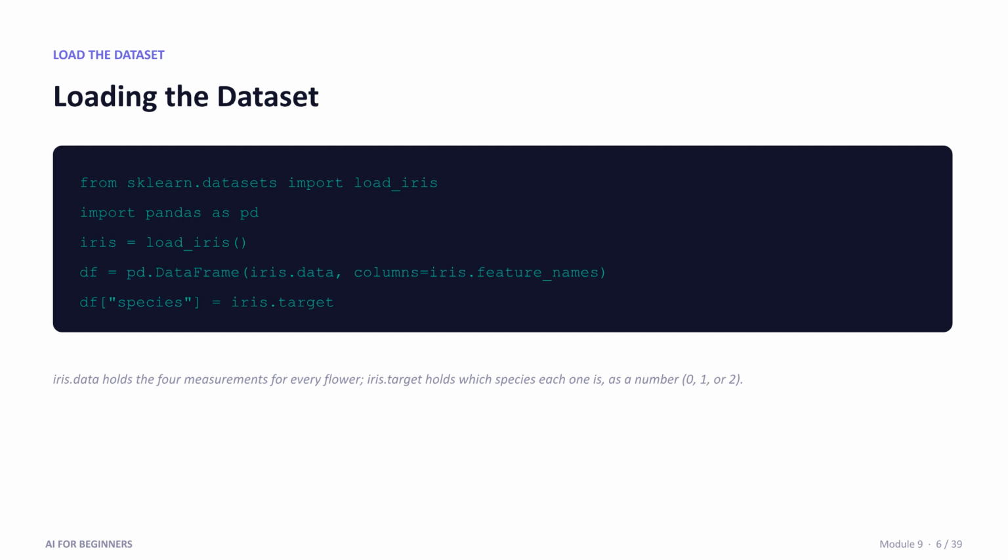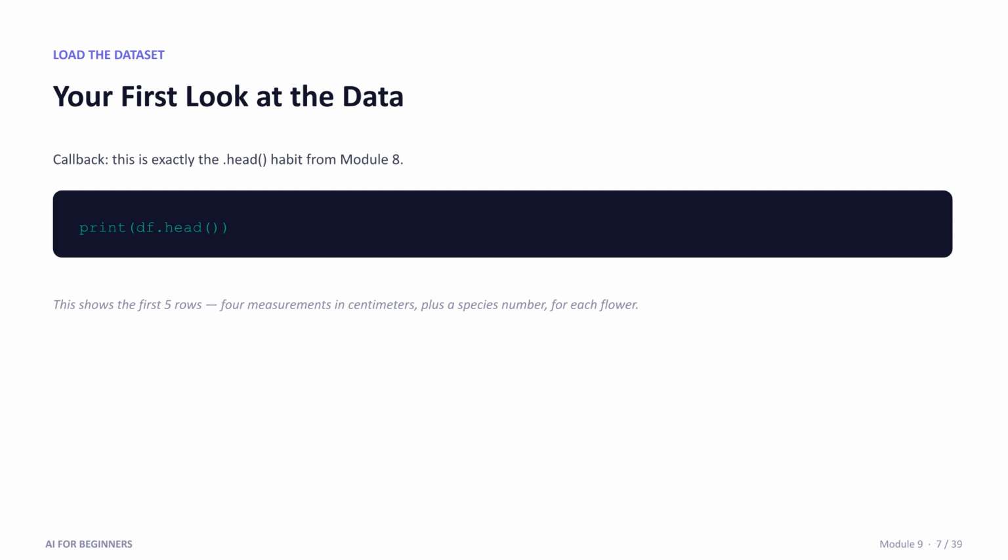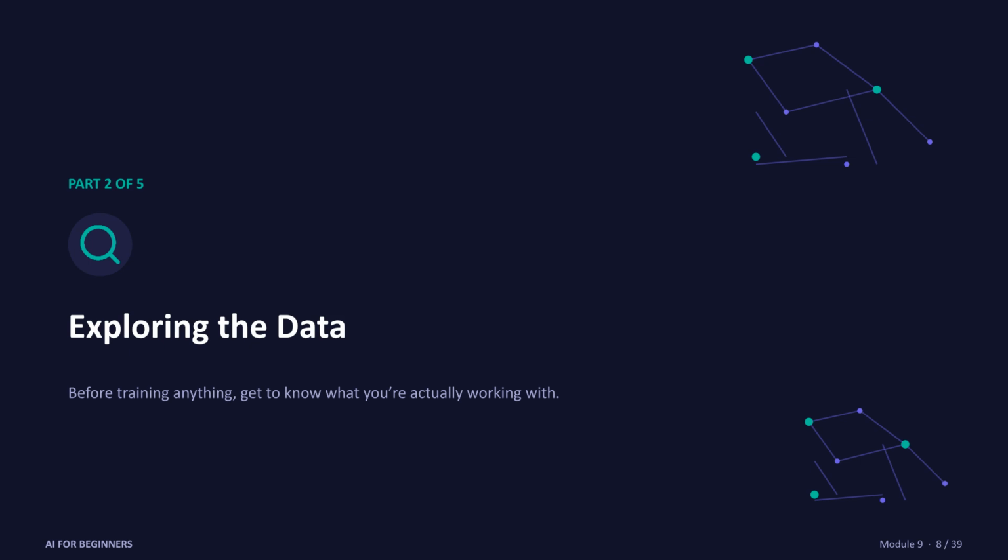Loading the data is straightforward. We import the dataset, load it, and convert it into a Pandas data frame for easy handling. Notice how iris.data maps to our features, and iris.target gives us the numeric labels. To get our first look, we simply print the head of our data frame. This follows the habit we built in Module 8, giving us a quick peek at the first 5 rows of our data.